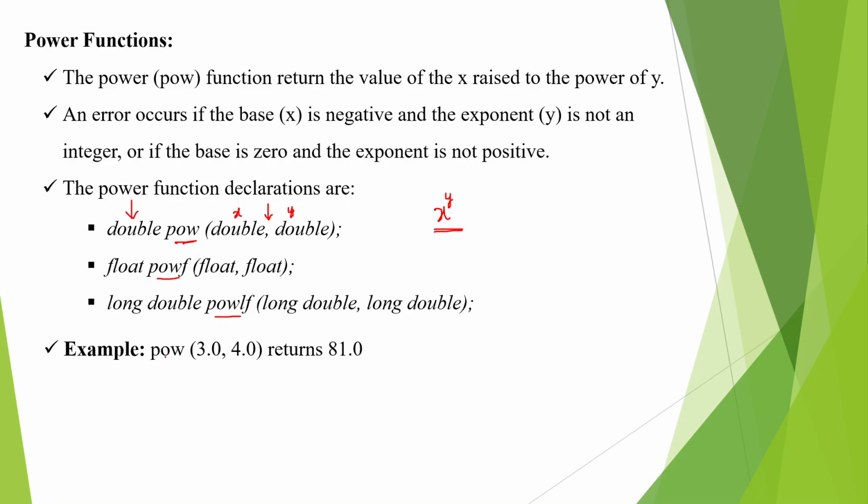As you can see here, power of 3 comma 4: it will identify 3 to the power 4, and we know that it is 81. That is how it is returning. So knowing this syntax and one example is more than enough, and we know how to write C programs. You can easily write that C program as well.